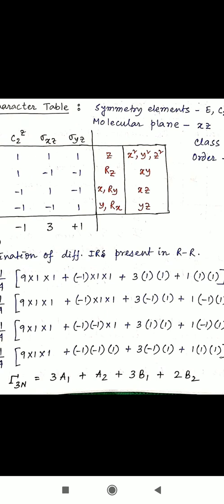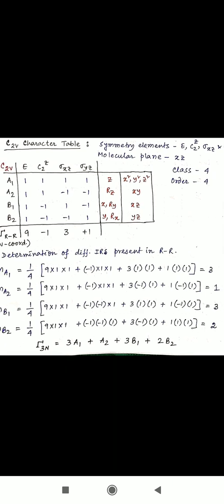Okay. So for today's class, I am just finishing it here. In our next class, I will discuss the remaining part of the C2V character table and the C3V character table, and that would be our last class of the group theory.